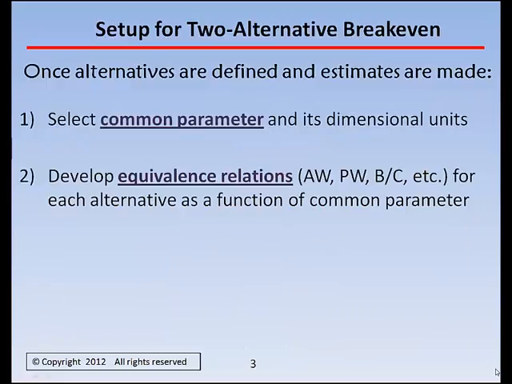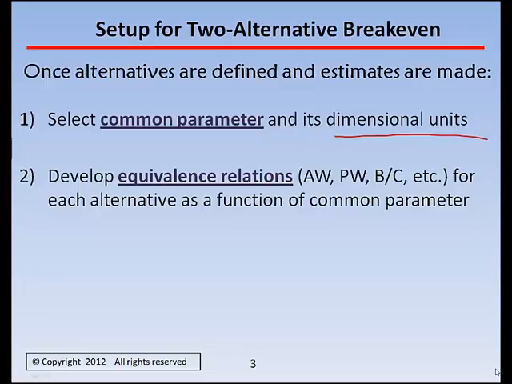These are the first two of 3 steps to set up and solve for the break-even point. First, we would identify the common parameter and its units. The units are important because the components of the total cost, or TC relations, will have to be dimensionally correct. An incorrect answer for the break-even can easily be obtained if the units are not correct, especially for the variable cost, or VC, portion of the total cost relation.